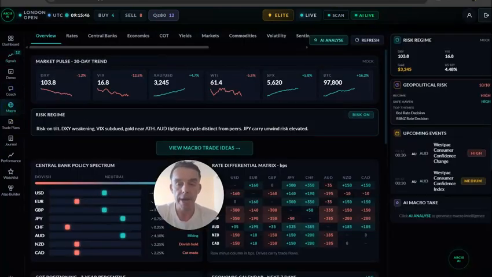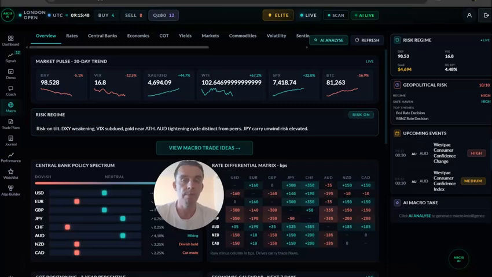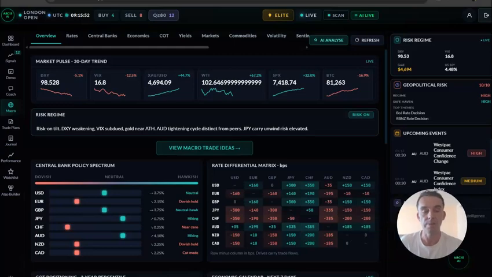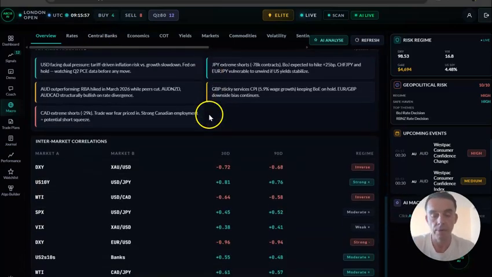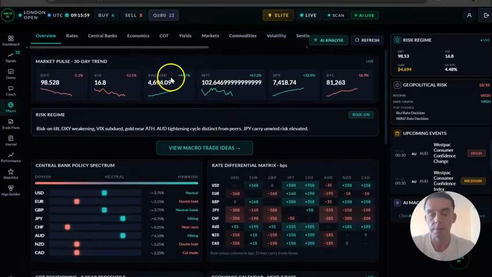Now over to the macro dashboard. So position traders, people who want to trade long term and want to actually understand what's going on in the bigger picture, this is the platform for you. I'll go over the macro ideas in a minute.